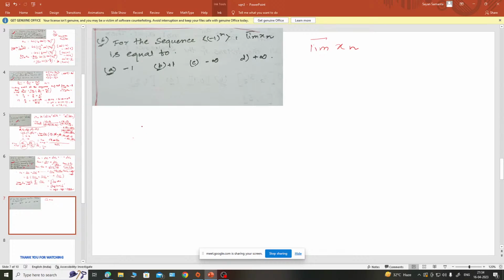So here the sequence is minus 1 whole to the power n. If n is even, we get 1, 1, 1. If n is odd, that is minus 1, minus 1. So the range of the sequence is minus 1 and 1. So 2 points exist. So the maximum value is supremum and the minimum value is infimum. So obviously here the limit supremum of xn equals 1 and limit infimum of xn equals minus 1. Here the question is limit supremum. So option 1, that is option B is correct.